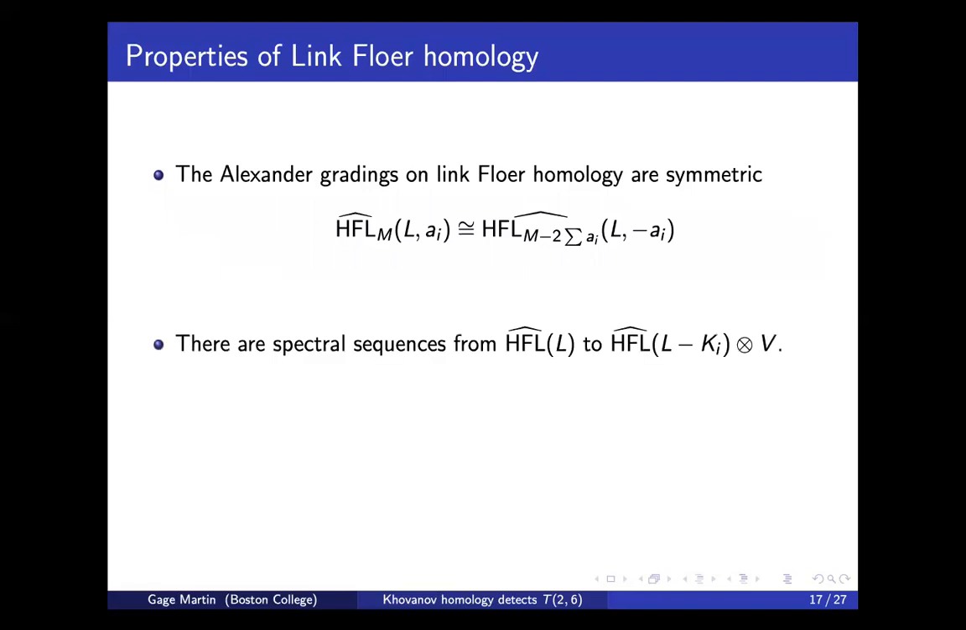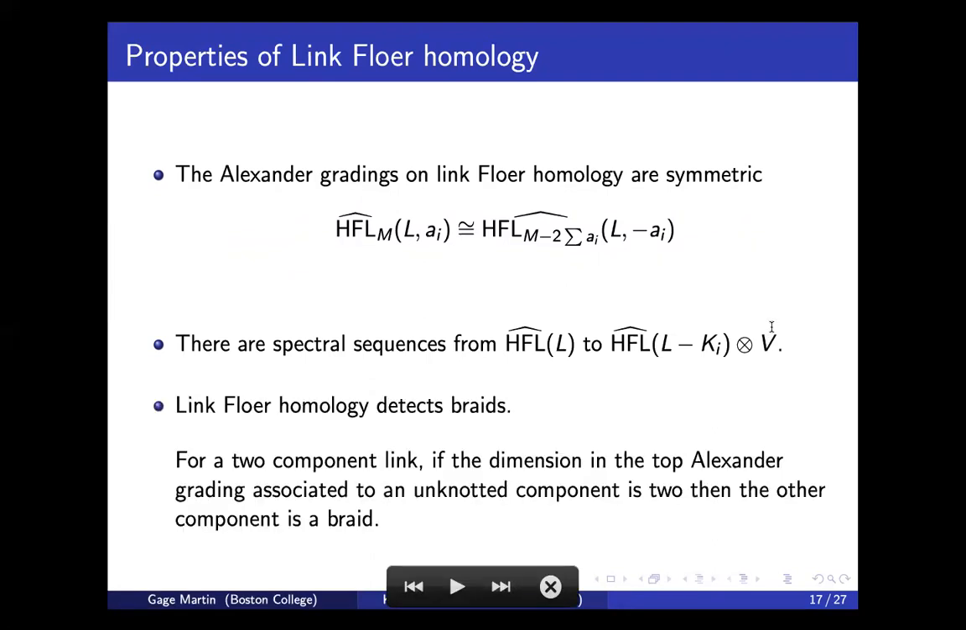And there's also spectral sequences from link Floer homology to the link Floer homology of a link minus a component tensored with some two-dimensional vector space V. So this is important as a way to help us build what the link Floer homology of our link looks like in some way. And finally, we need to know that link Floer homology detects braids, because that's what we're ultimately trying to show, that for our example, one of the unknots is a braid in the complement of the other. So it's good that link Floer homology detects braids.